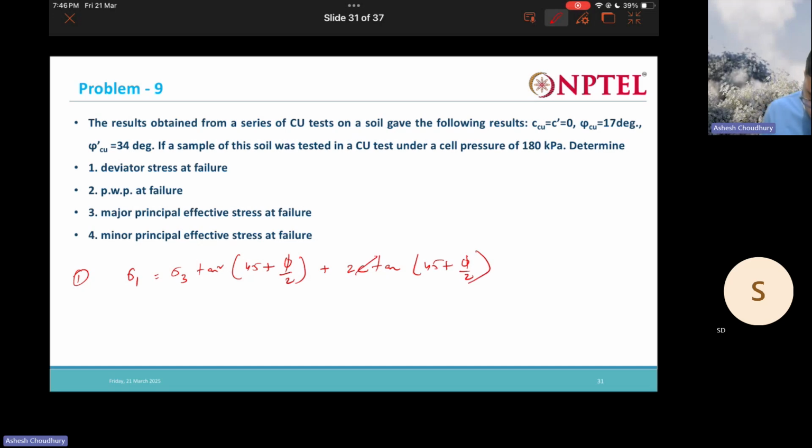Okay, so c is 0, sigma 3 is 180, tan squared of 45 plus 17/2, which gives sigma 1 as 328.74. So deviator stress is sigma 1 minus sigma 3. It will be nothing but 328.74 minus 180, that is 148.